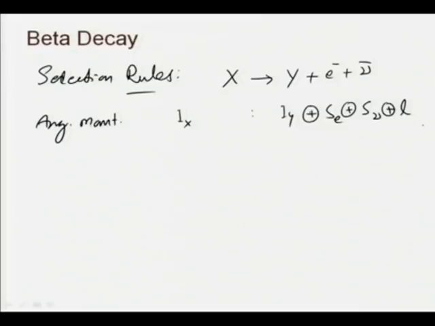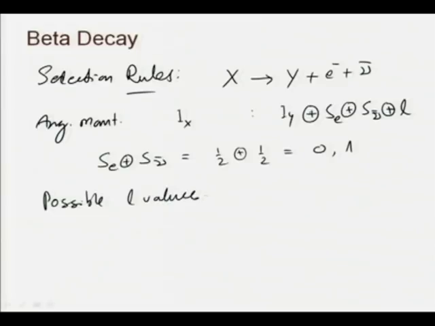So, for the electron and neutrino system, first, let us consider the Se plus S nu. Both of these are spin half particles. So, half plus half is equal to either 0 or 1 as per the angular momentum addition rules. L values: the orbital angular momentum of the e-nu system with respect to the Y, say.